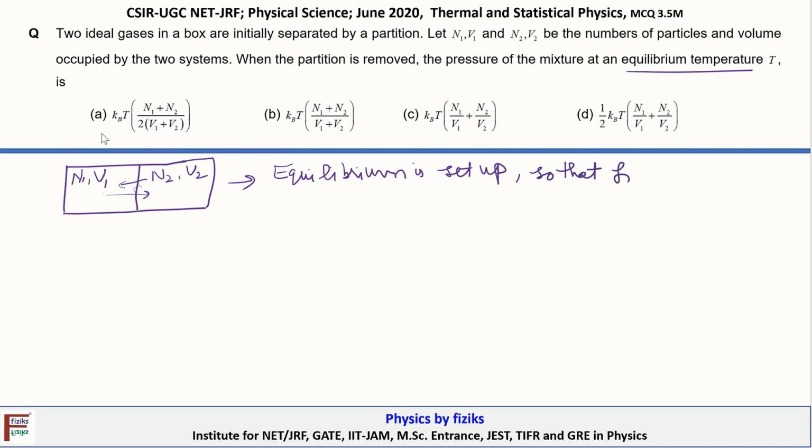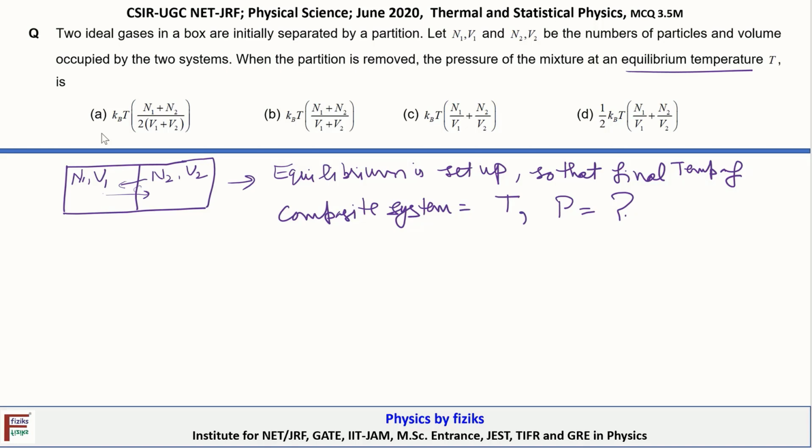After removing the partition, and equilibrium is set up, the final temperature of the composite system is T. So it's given to us. Now we have to find the expression for the common pressure when equilibrium has been established.